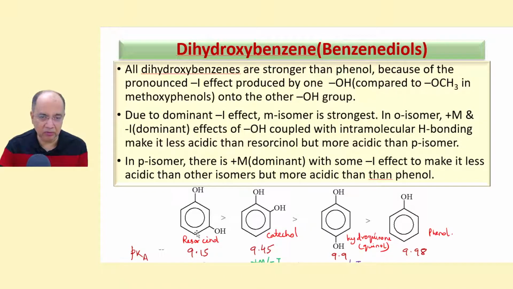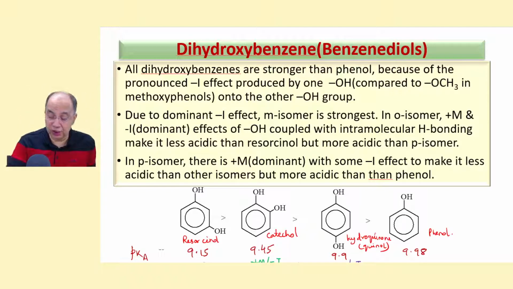In meta, only the minus I effect of OH will be functioning, that will make it most acidic. In ortho and para, there will be some plus M effect, but because of the relatively greater minus I effect, all of them are stronger than phenol. Of course you can say there is a plus M effect, no doubt, but the minus I effect here is taking the lead, so that all of them are stronger than phenol, due to dominant minus I effect in this particular case.